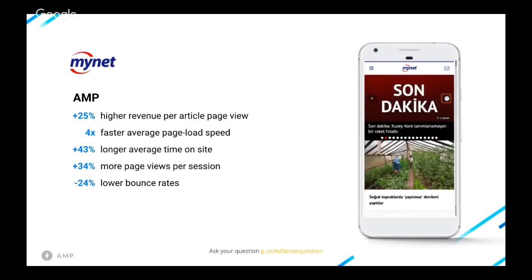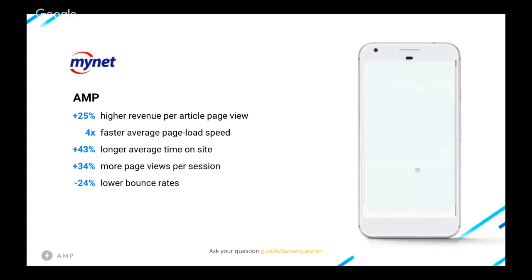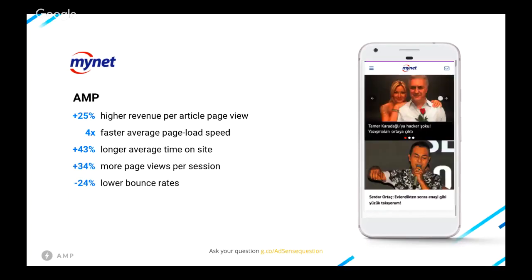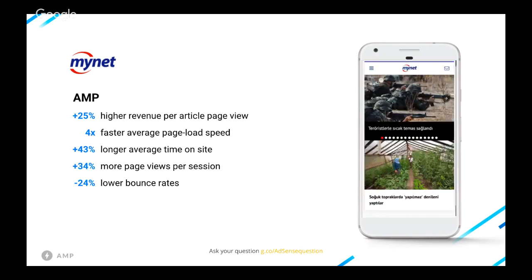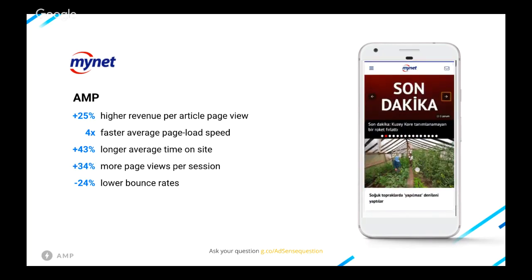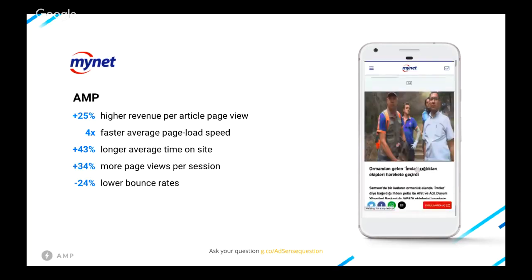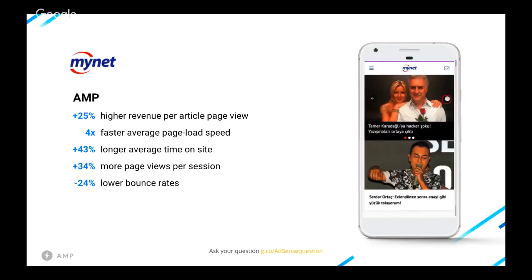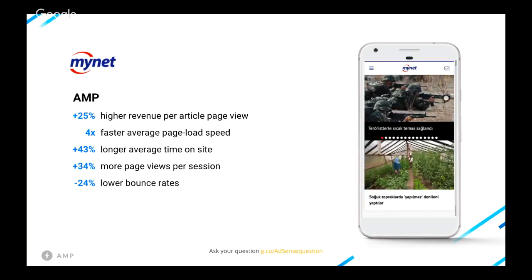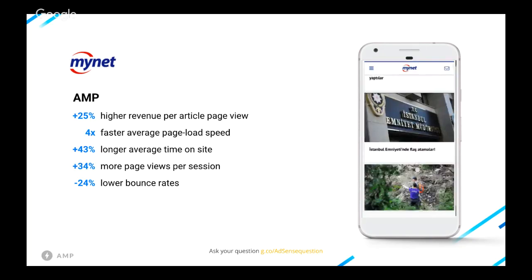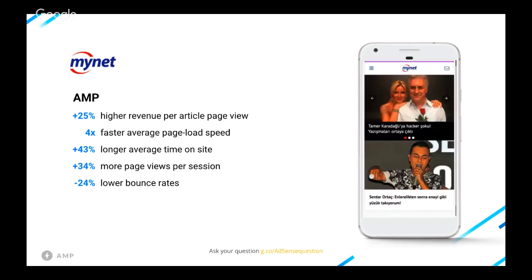And one thing we wanted to share as well is that by doing so, you can see all the relevant KPIs went up or down, respectively. They saw a 25% increase in revenue per article page, right? The page load speed was increased by 4 times, really. On average, people spend nearly half as much time more on their site. And also the page views increased and the bounce rate decreased.